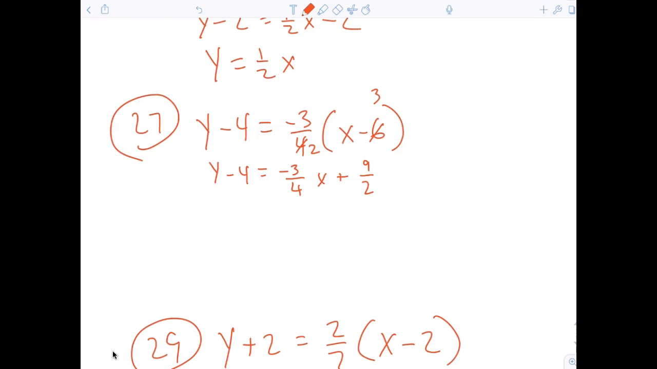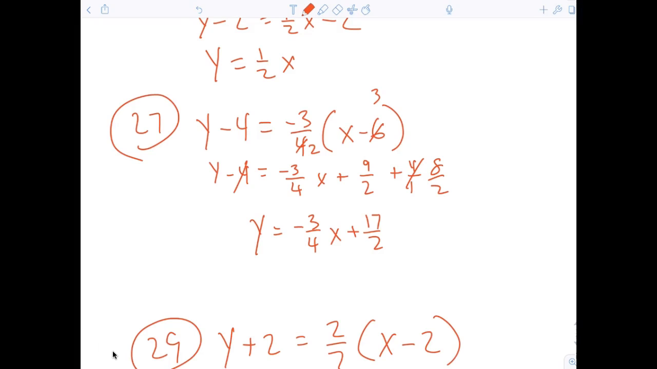Now I have to add 4 to both sides. When I add 4, how many halves is 4? 8. When you're adding 4 to both sides, that is the same as 8 halves. So your final answer is y equals negative 3/4 x plus 17 halves. Any issues? Again, that's practicing your mental math, practicing your fractions. You should not need a calculator to do that. All right, is everybody with me?